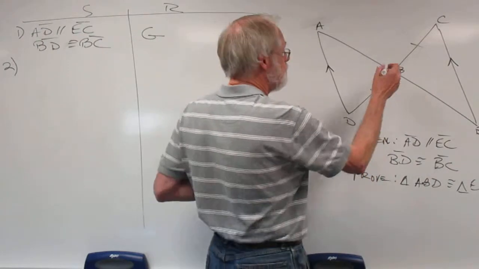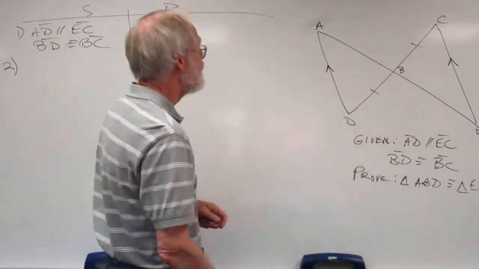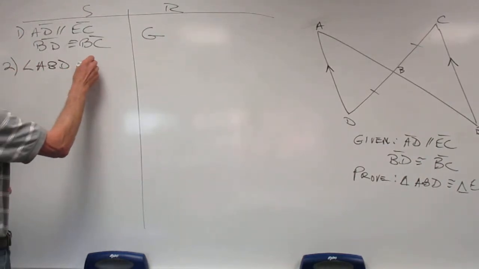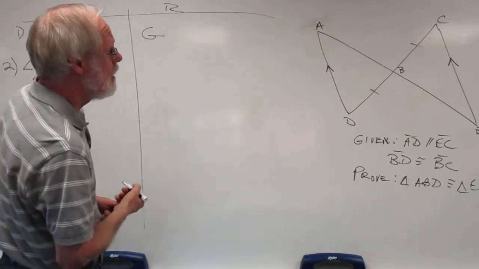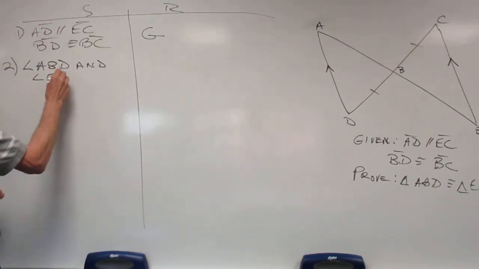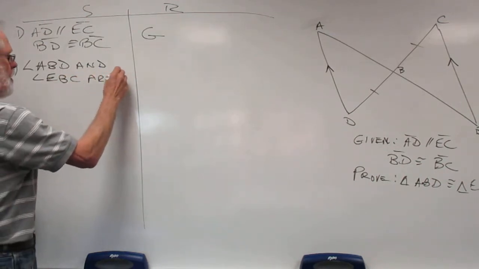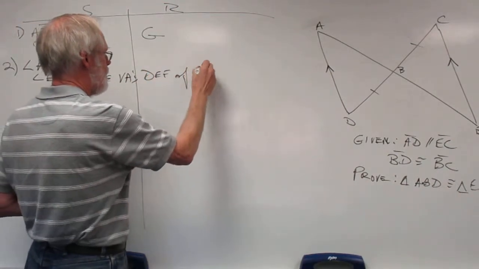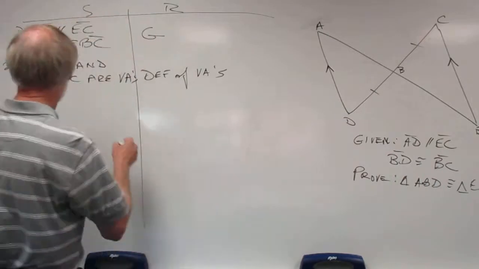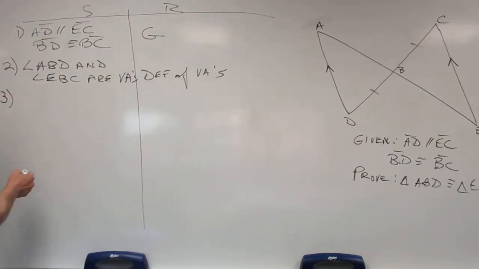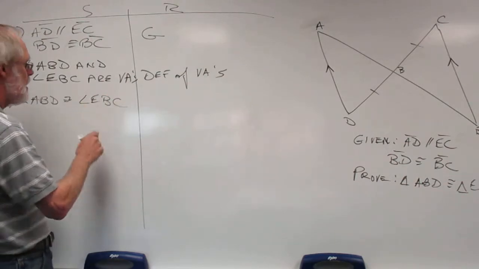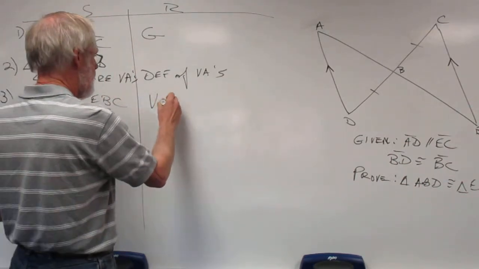Let's first look here. We have vertical angles here. So we have angle ABD and angle EBC are vertical angles. And that is the definition of vertical angles. All right. Now that we've established they're vertical angles, let's establish that they're congruent. Angle ABD is congruent to angle EBC, and the reason for that is the vertical angles theorem.